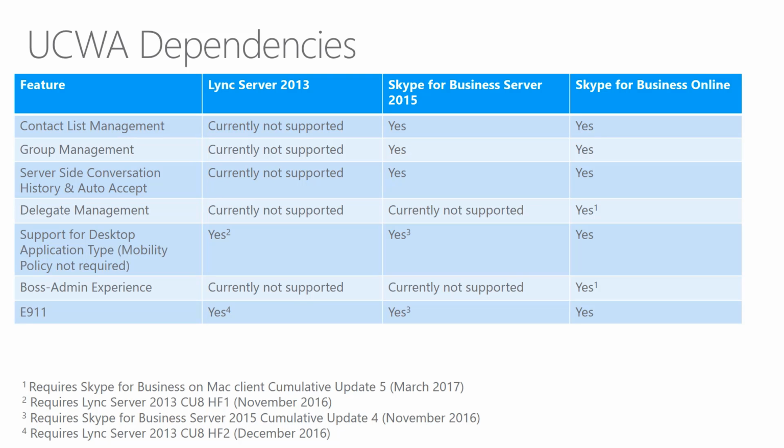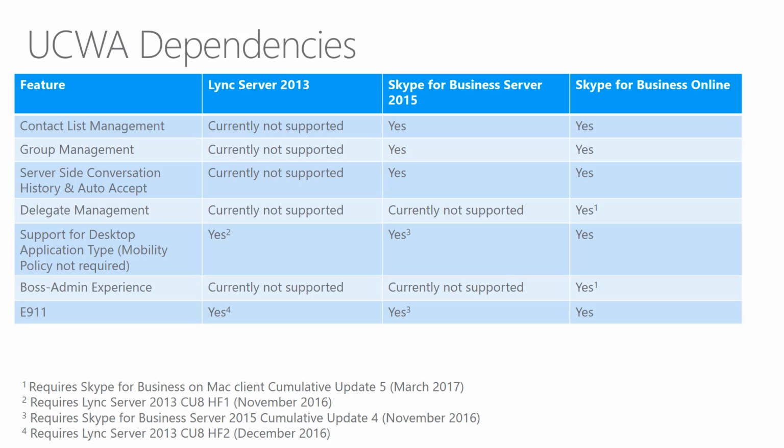Now let's take a look at some of the UCWA dependencies of various features based off of the Lync or Skype for Business Server version that you're currently running. Contact list and group management are currently not supported on Lync Server 2013. This is something that is on our backlog and we are working to get released. These features currently are supported on both Skype for Business Server 2015 and Skype for Business Online.